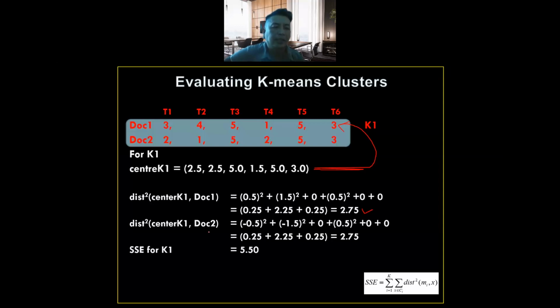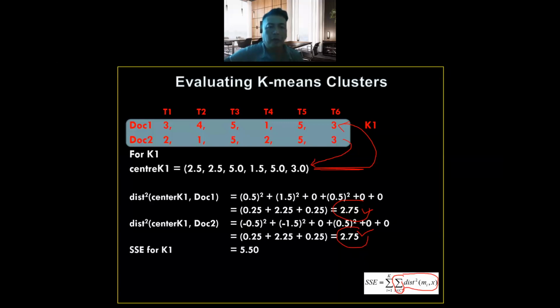Okay. Similar to this one, we are looking at the distance between this to the centroid, and we compute the distance. This is the distance. Okay. So the sum square error for this cluster will be 5.5. We add up this together. So that is this one. Okay. For this one.